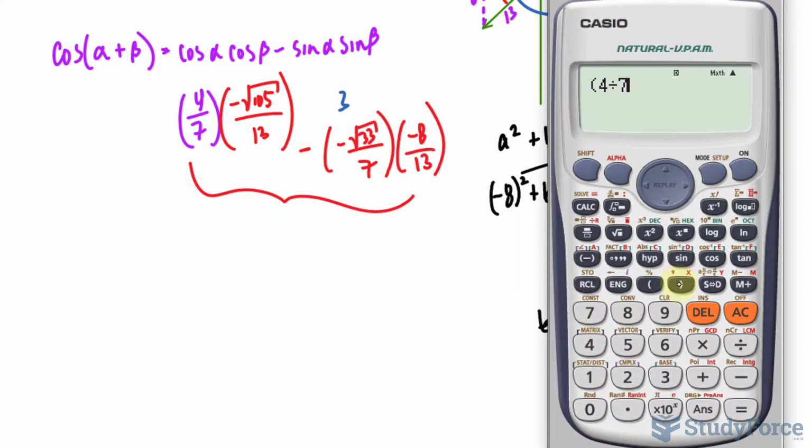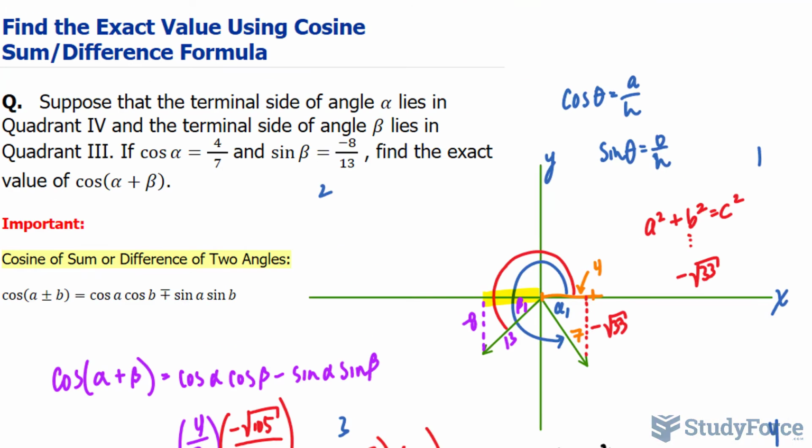4 over 7 bracket negative square root of 105 divided by 13 minus negative the square root of 33 over 7, close bracket, -8 over 13. And our final answer is around -0.95. That is the ratio representing alpha plus beta. And so there you have it. That is how to find the exact value using cosine sum difference formula.